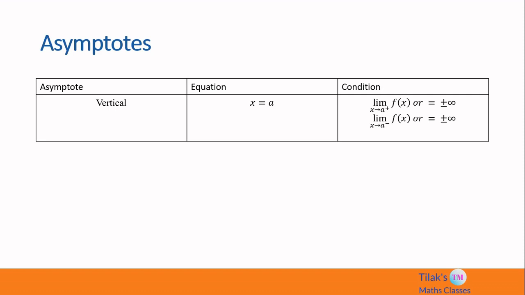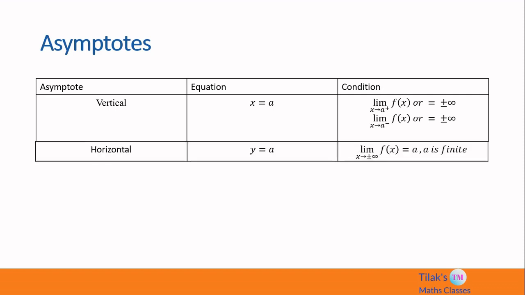Let us quickly summarize what we have discussed so far. An asymptote is a straight line such that the distance between the curve and the line approaches 0 as the curve approaches infinity. There are three kinds of asymptotes. First, a vertical asymptote. It is a vertical line with equation of the form x equal to a. The condition for the existence of a vertical asymptote is limit x tending to a plus or a minus f of x must be equal to plus or minus infinity.